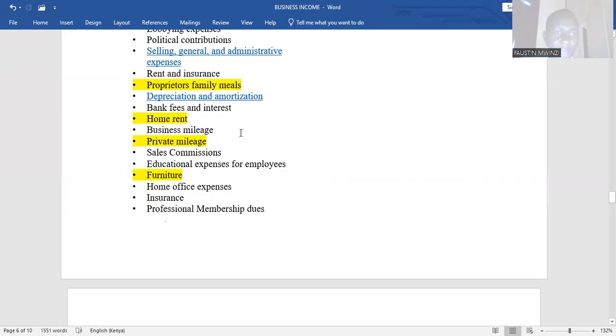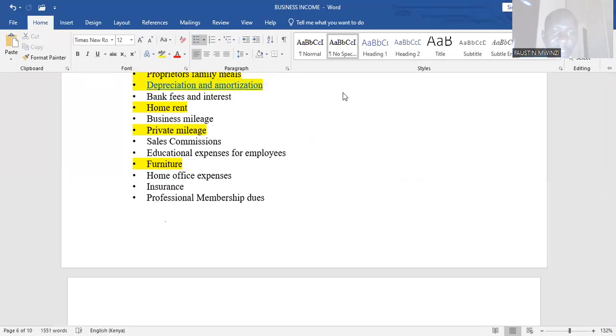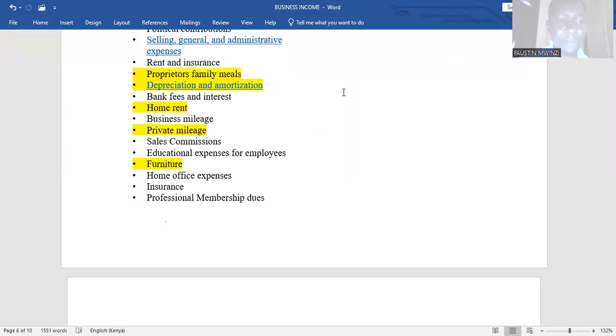Now, these are not liable. Proprietor family is not liable. Oh, I had forgotten this one, which all of us know. The first thing that you should always know is that depreciation is not liable. Okay?